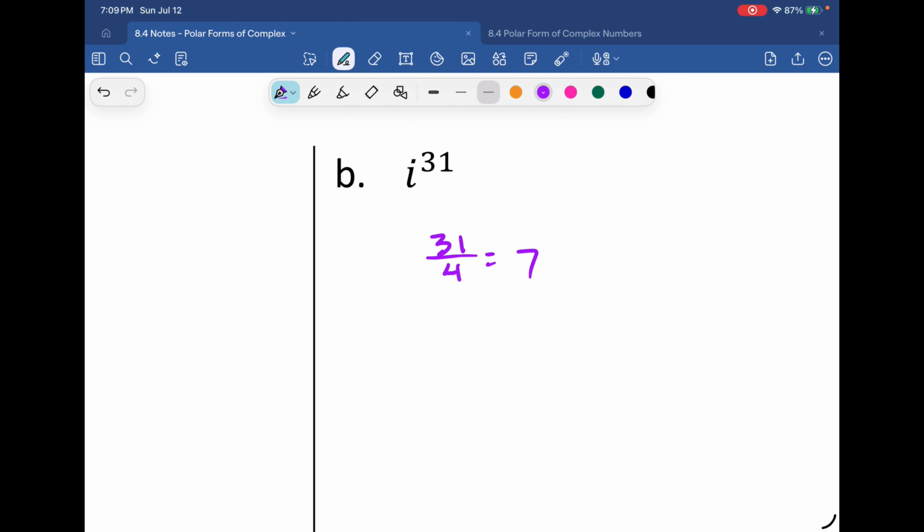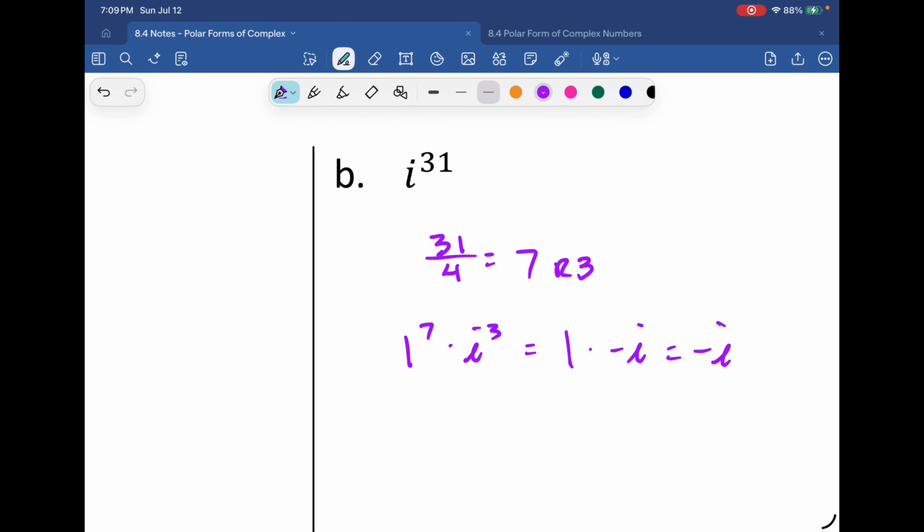All right, well, i to the 4th is 1. So I'm multiplying 1 by itself 7 times. This is 1 to the 7th power. But I have a leftover. There are 3 leftover. Well, 1 to the 7th is 1. And i to the 3rd is -i, so this is -i.